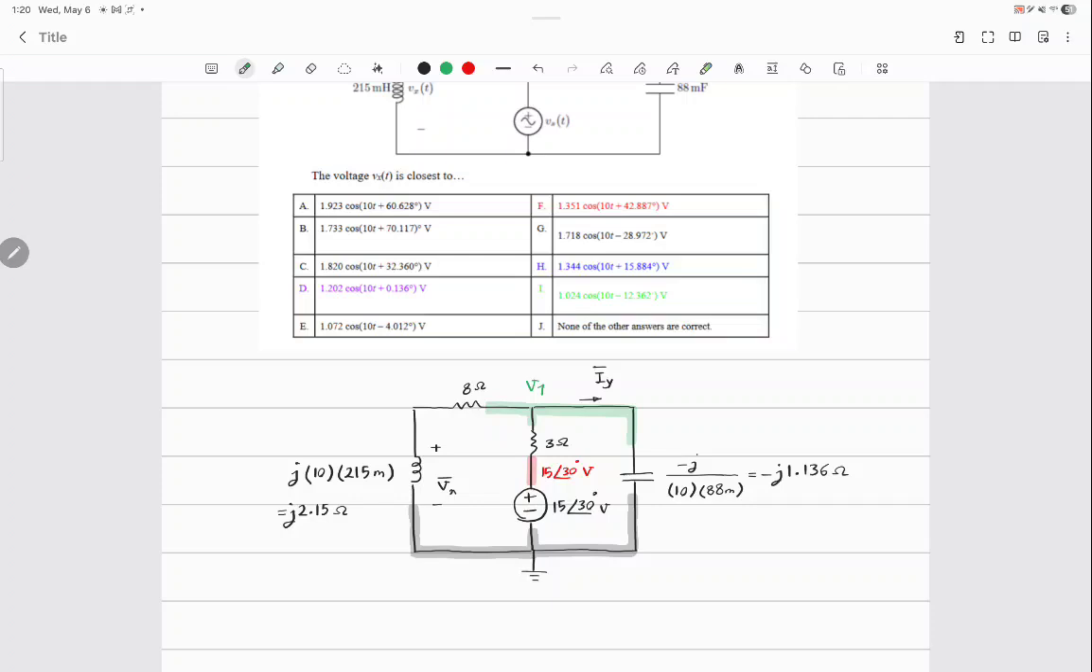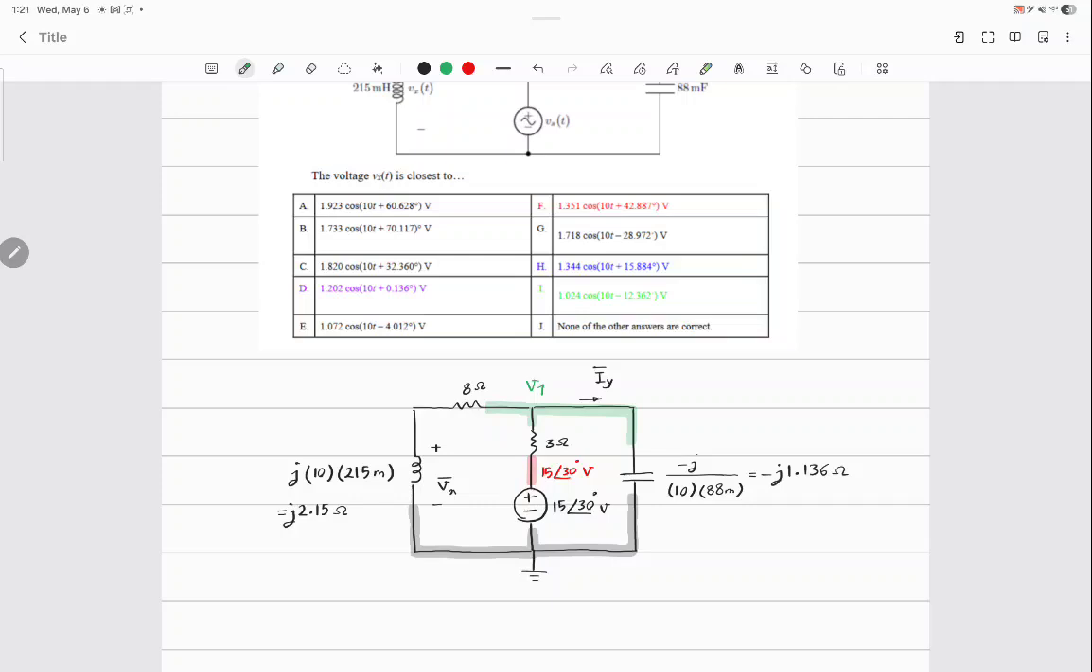What Cameron was suggesting was to find the equivalent impedance of the whole circuit. If you find the equivalent impedance of the whole circuit, then you can find the whole current, but after that you have to do current division to find the current and then multiply it by the impedance to give you the Vx. Yeah, that is, I think, equally good. I mean, there's no disadvantage.